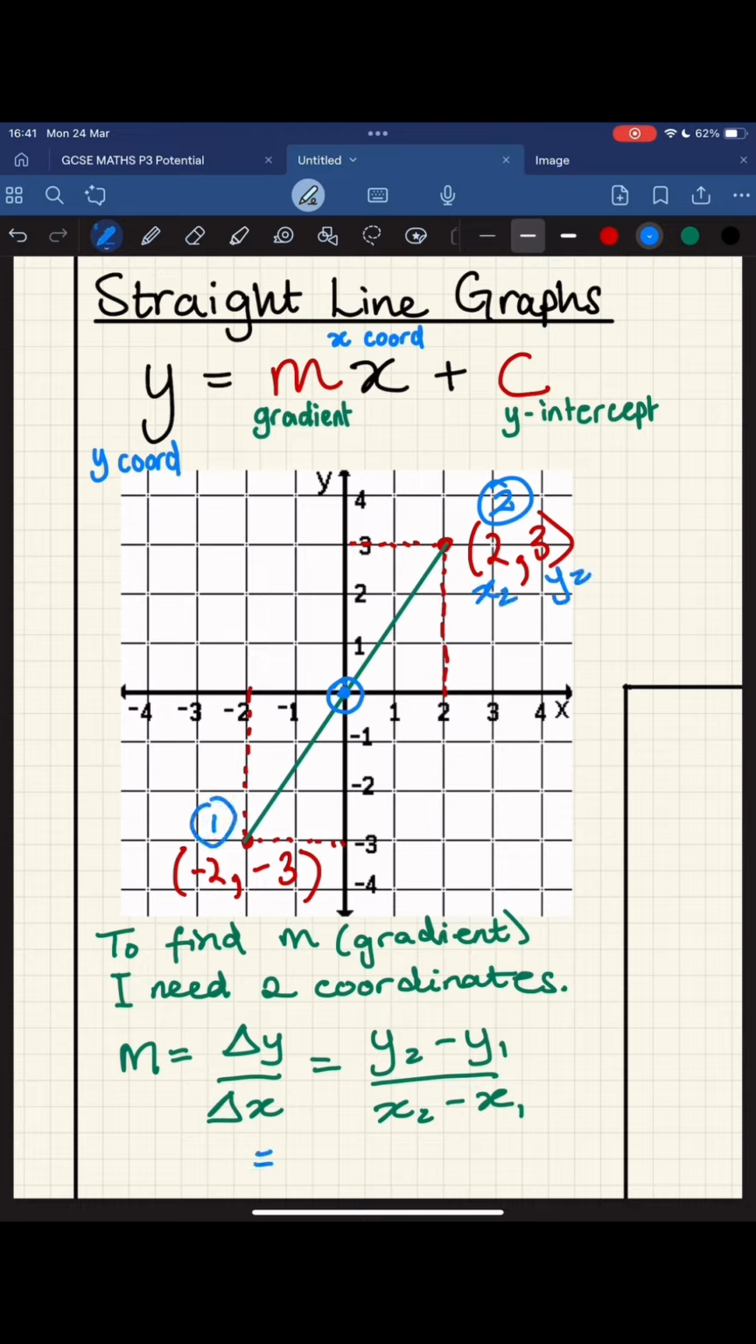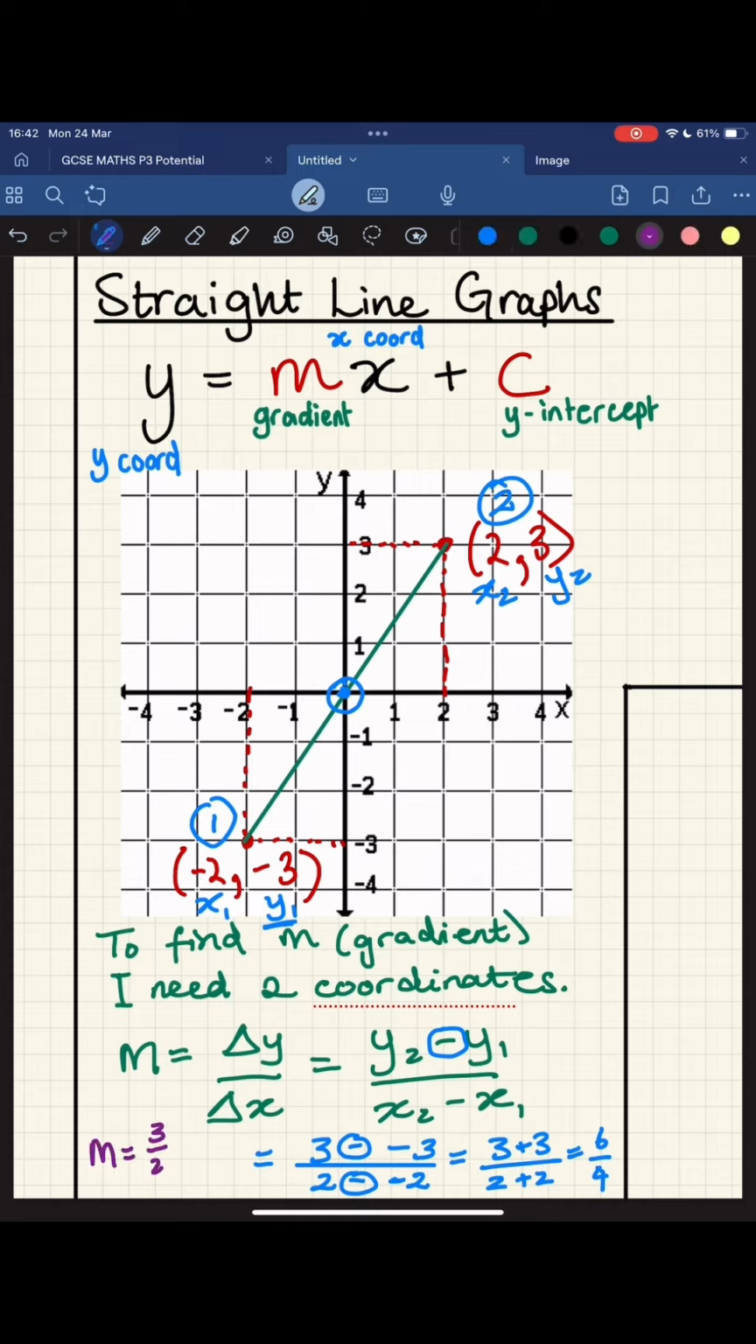y2 is just the y value for coordinate 2. x1 would be the x value of coordinate 1. So y2 minus y1 gives us 3 minus minus 3, and x2 minus x1 gives us 2 minus minus 2. So our gradient is 6 over 4. I can simplify this and say 3 over 2 or 1.5.